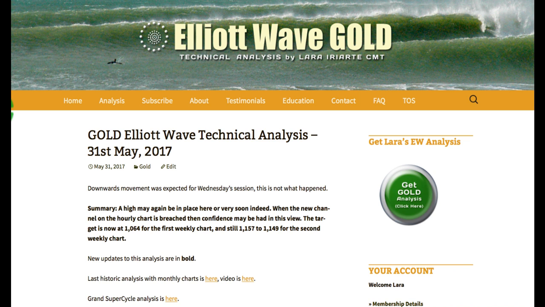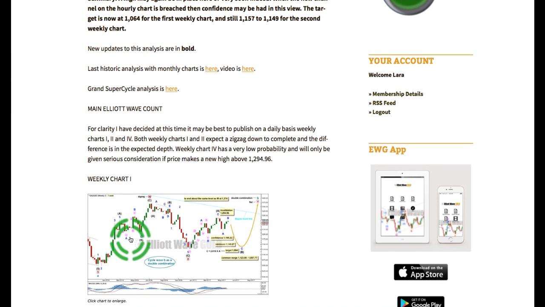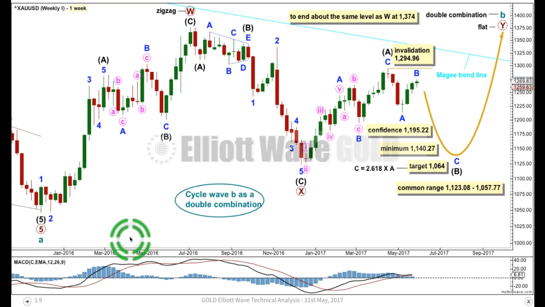Again, a high may be in place here or very soon indeed. Use the channel on the hourly chart, wait for it to be breached before having confidence that we have had a trend change. Once that happens, the target is either 1064 for the first weekly chart or still 1157 to 1149 for the second weekly chart. Elliott Wave analysis first, classic analysis last.